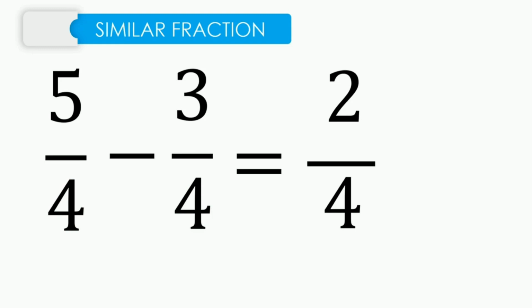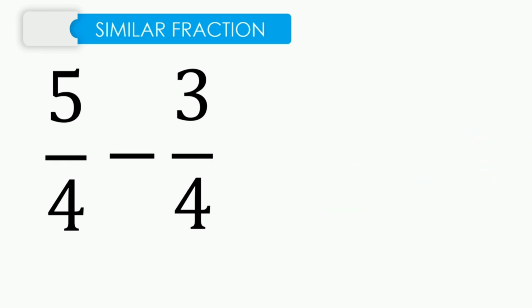Take note that 2 over 4 or 2/4 can still be simplified. To simplify, we need to get the GCF of the numerator and the denominator. That number is 2. So we divide 2/4 by 2. 2 divided by 2 is 1. And 4 divided by 2 is 2. So the simplified answer would be 1/2.